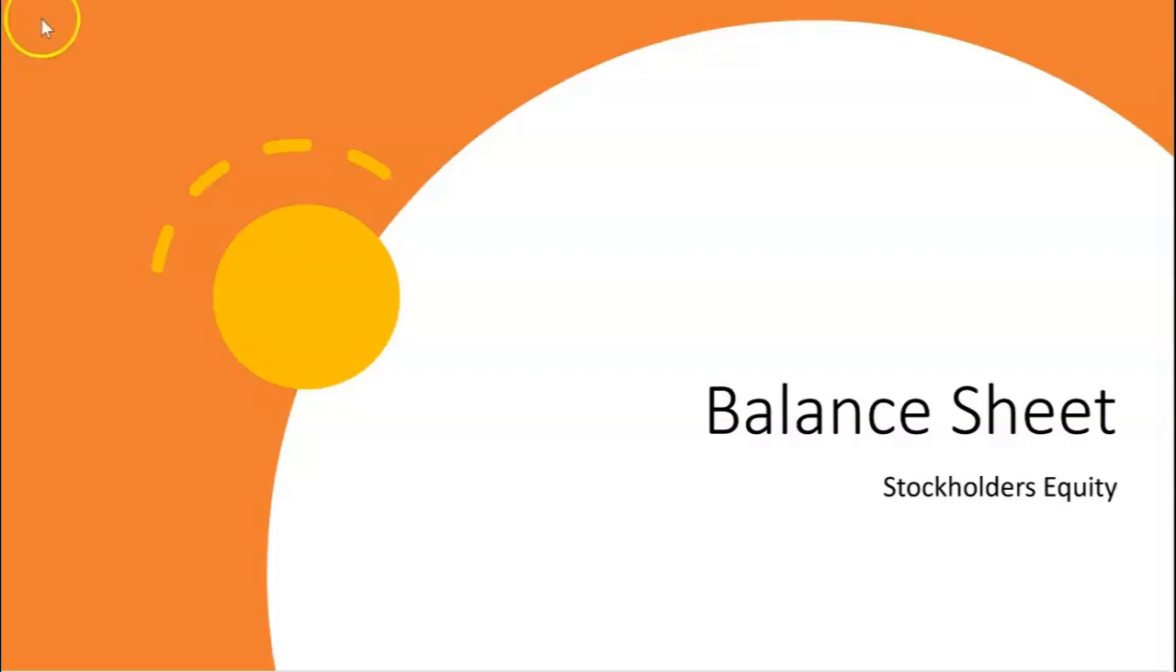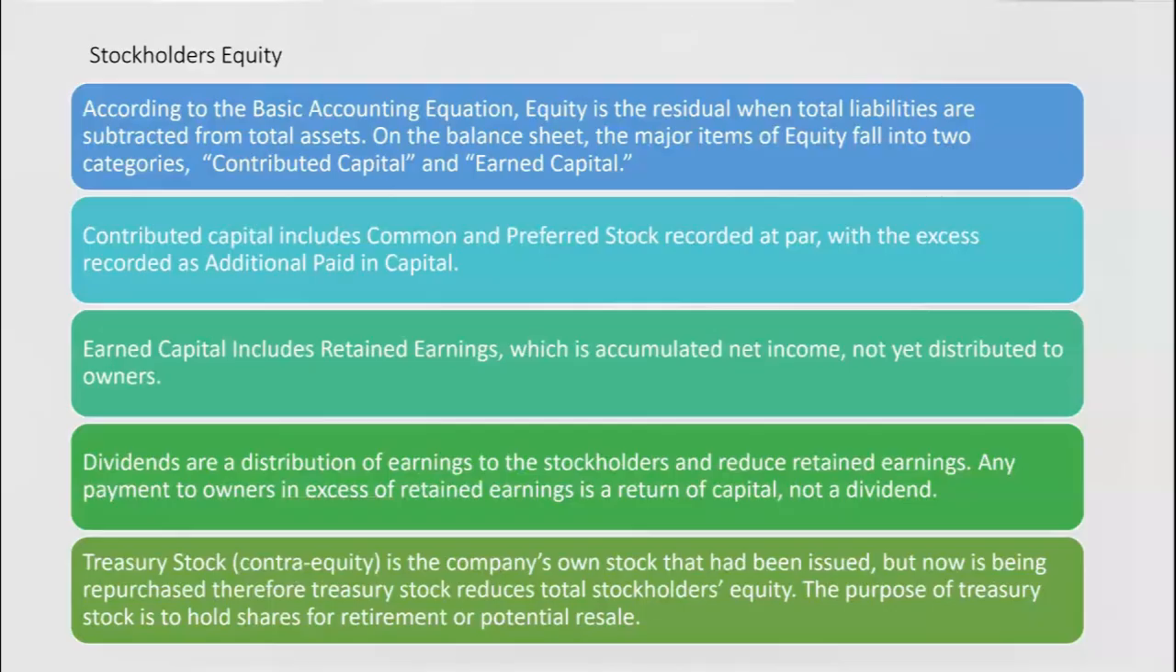All right, what do we have to know about stockholders' equity on the balance sheet? According to the basic accounting equation, equity is the residual when total liabilities are subtracted from total assets. On the balance sheet, the major items of equity fall into two categories: contributed capital and earned capital. Contributed capital includes common and preferred stock, and they get recorded at par value. The excess gets recorded as additional paid-in capital. So you should know that contributed capital includes common stock, preferred stock, and additional paid-in capital.